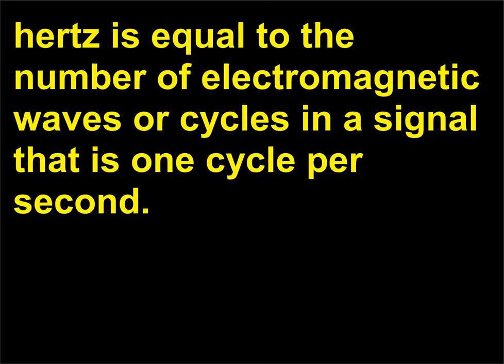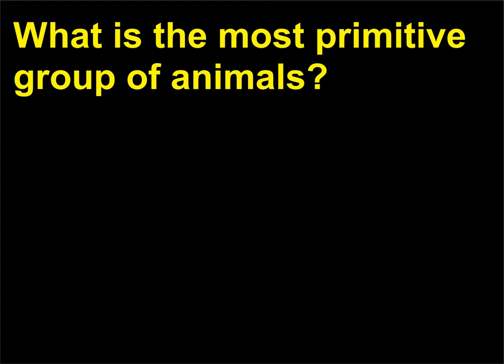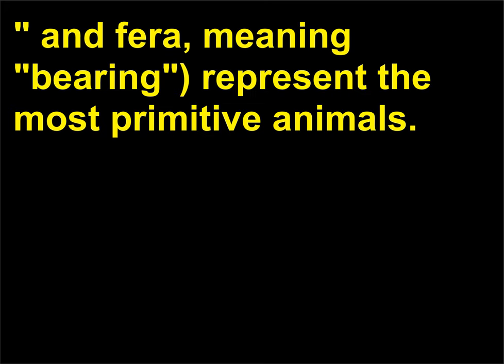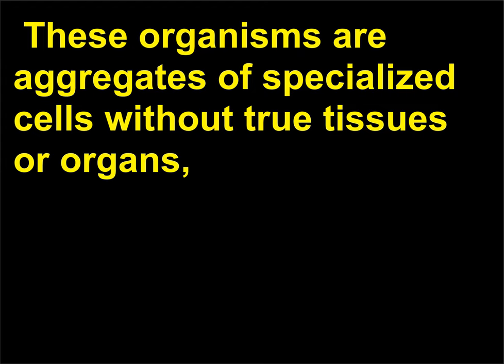What is the most primitive group of animals? Sponges, phylum Porifera, from the Latin terms porus, meaning pore, and fera, meaning bearing, represent the most primitive animals. These organisms are aggregates of specialized cells without true tissues or organs, with little differentiation and integration, and with no body symmetry.